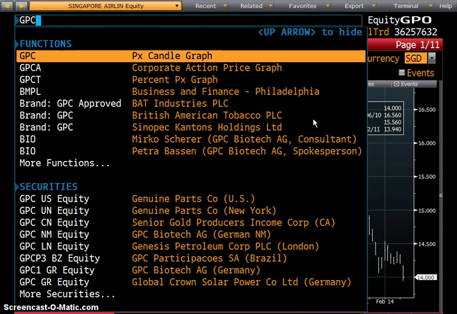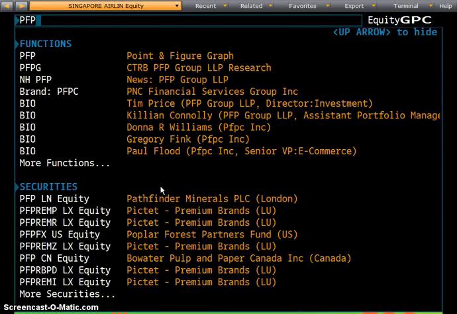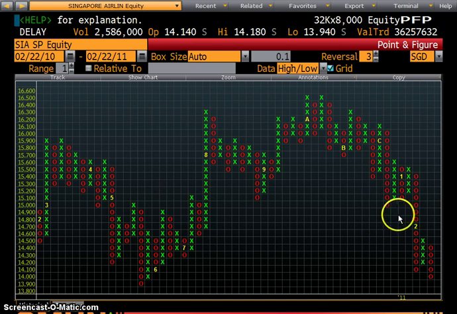GPC is candlestick. You can plot it in candlestick format, or the 60-cent period as a bar chart. It's just whichever preference you have. You can do PFP, point and figure chart, or point and figure graph. You can see that it's broken down the support and resistance. I don't have the time to go in depth on support and resistance here, but you can see that it clearly is trending down.